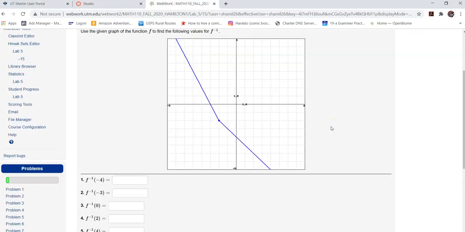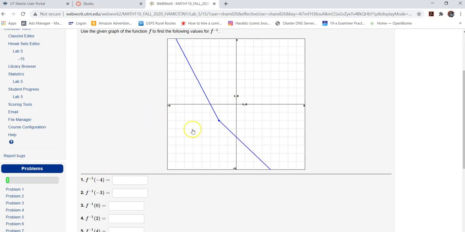Let's look at this word problem. Here we have the graph of f. f is in blue, and it is 1 to 1. It passes the horizontal line test. Now, what are you asked for here? You're not asked for f of -4. You're asked for f inverse of -4.